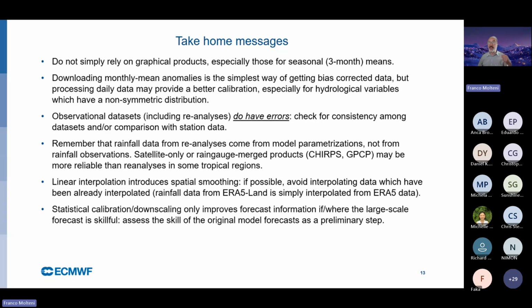And again, I say again what I said earlier, statistical calibration and downscaling only improves forecast information if the large-scale forecast is skilled. So as Eduardo showed, you can find maps of skill. You have tools to compute the skill of these models in your area. You don't necessarily need to take all the models available on the C3S website. You may find that some of them are perhaps more skillful in your area than others. So assess the skill of the original model forecast as a preliminary step.